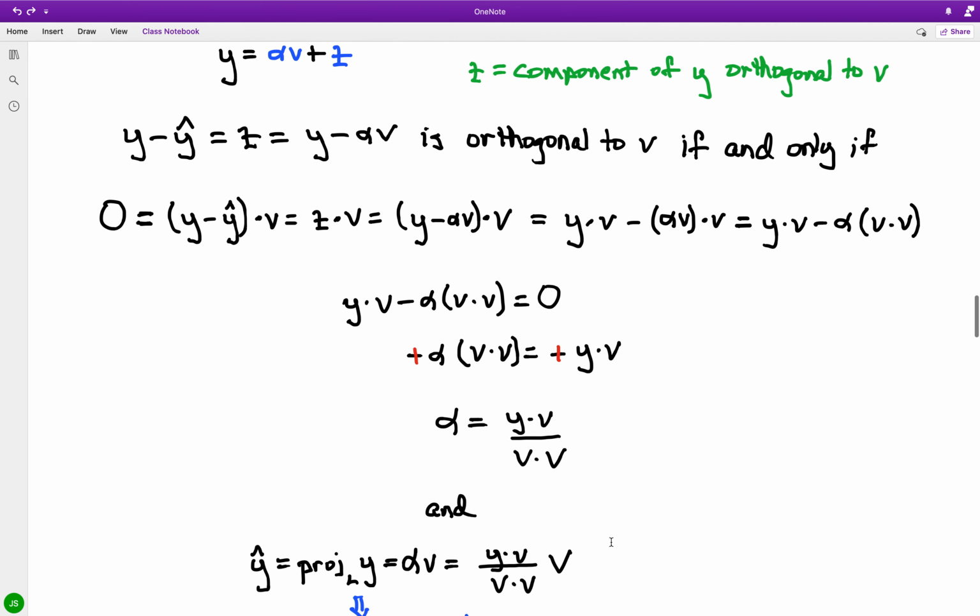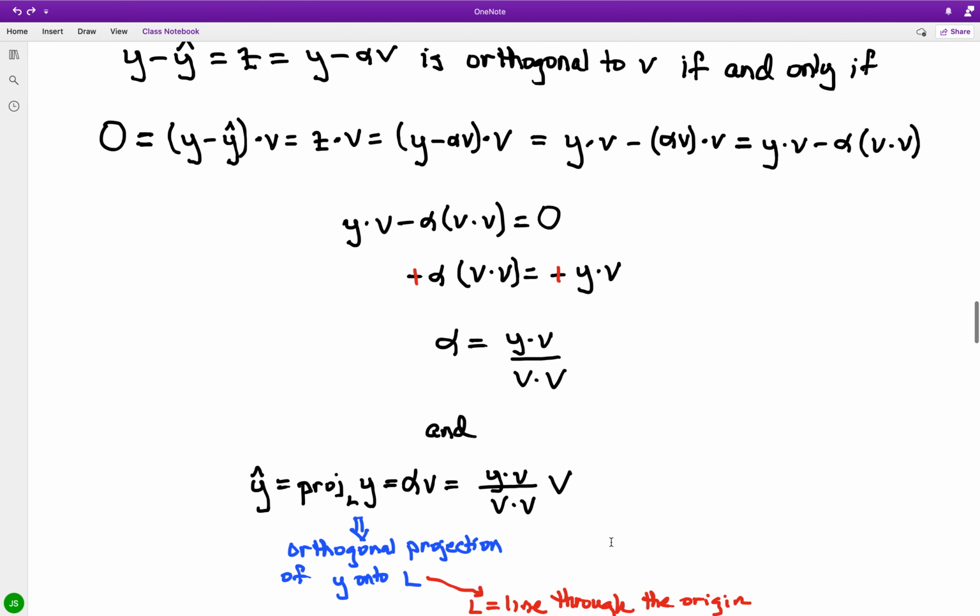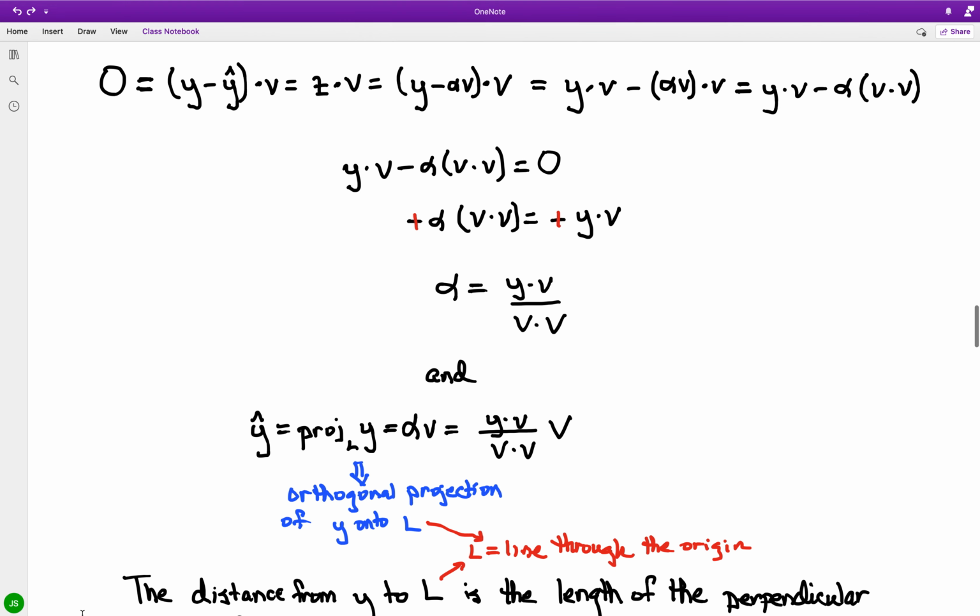And there are some notations that we have here. For the projection of y, we write proj subscript L of y, the orthogonal projection of y onto L, where L is the line that runs through the origin, and it is equal to alpha times v. Using the dot product terminology for the scalar alpha, you have y dot v all over v dot v, times v.